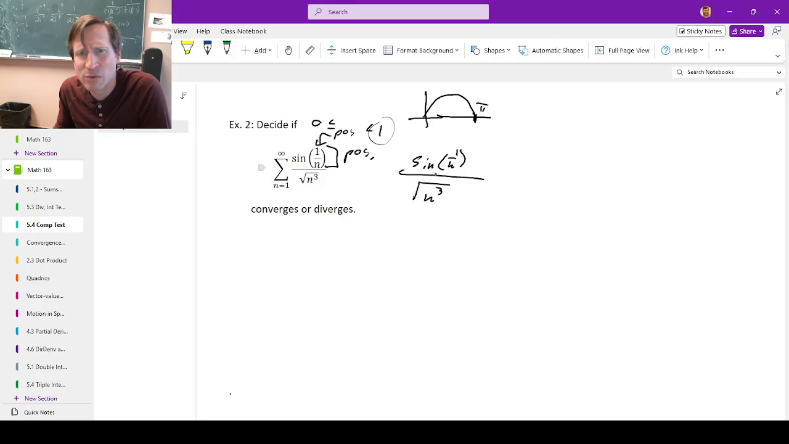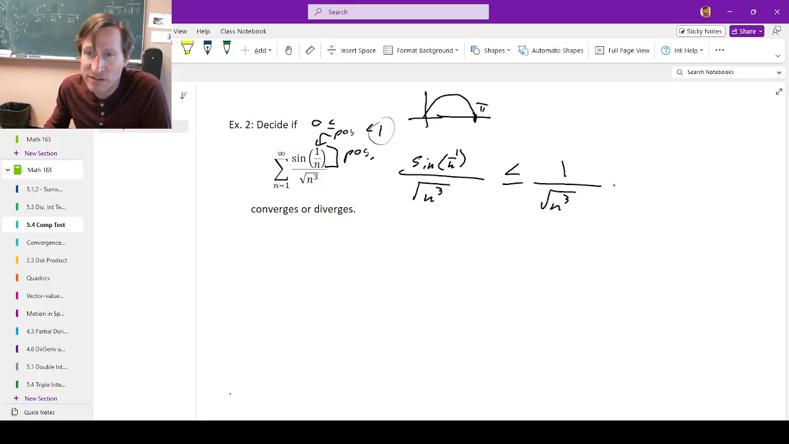But what about sine? Well, right, for the comparison test, we need to find a series bigger than or equal to the terms that we have. And how big does sine get? Well, sine never gets bigger than 1, right? So if we put a 1 right here and a square root of n cubed in the denominator, 1 over square root n cubed is definitely greater than or equal to sine of 1 over n over square root of n cubed, right?